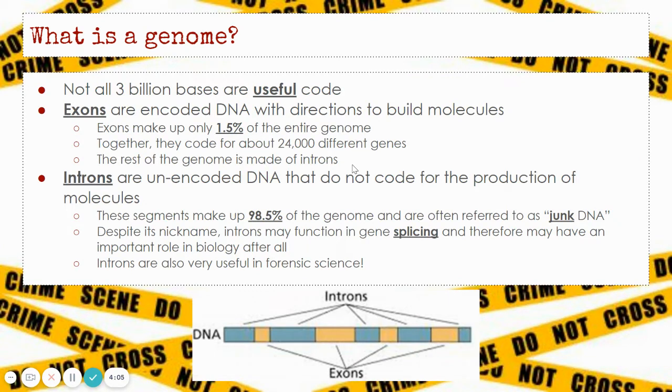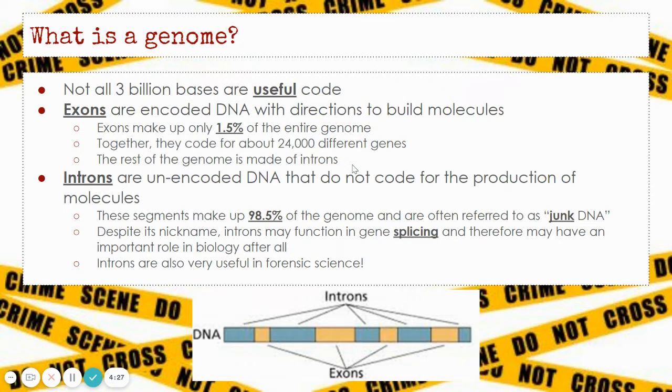Not all 3 billion of these bases are useful code. There are exons, which are encoded by DNA with directions to build molecules. Exons are only about 1.5% of your entire genome. So they code for about 24,000 different genes. The rest of the genome is made of introns. So the vast majority of your genome is what we call introns.